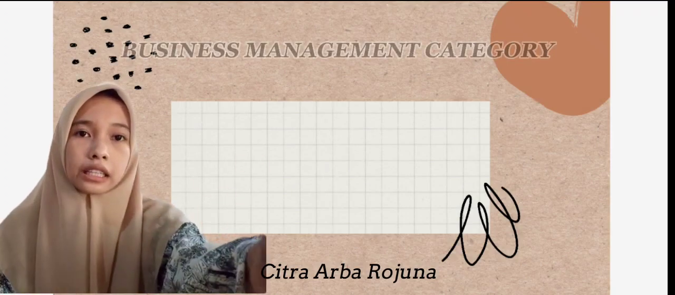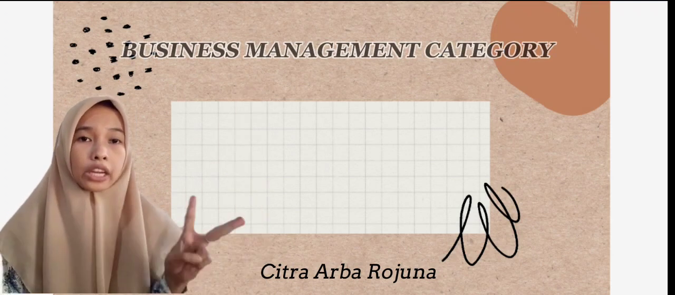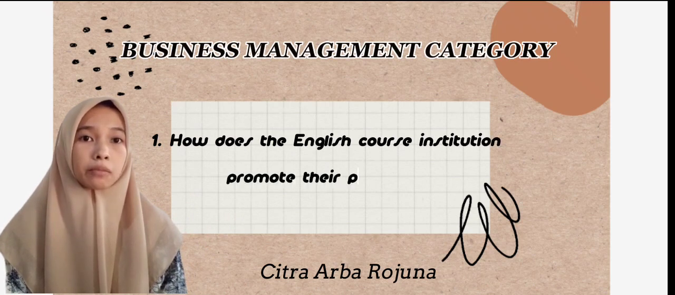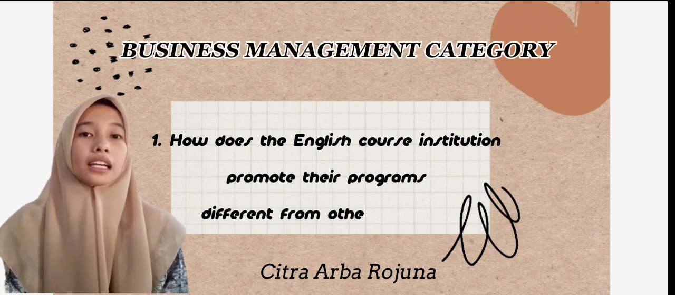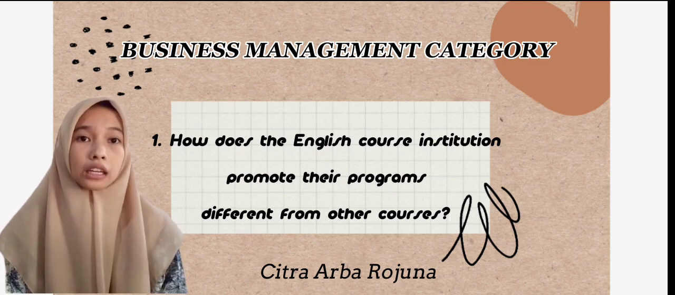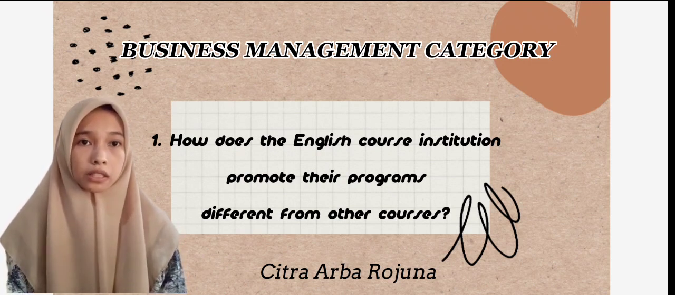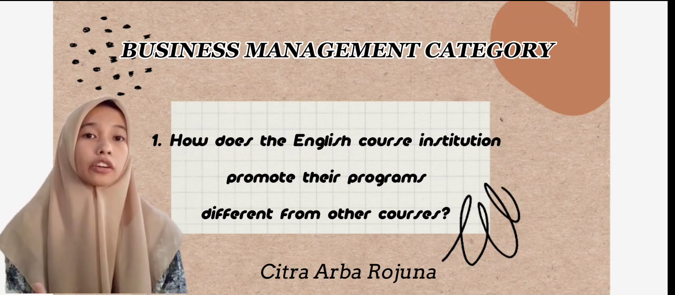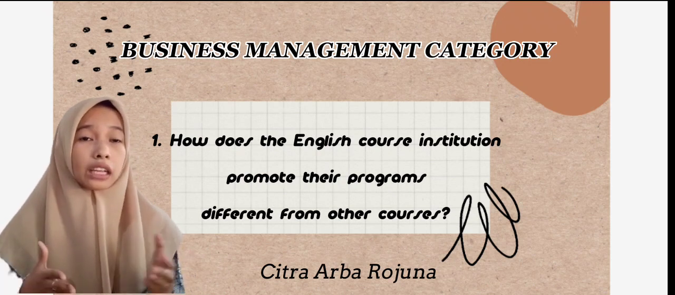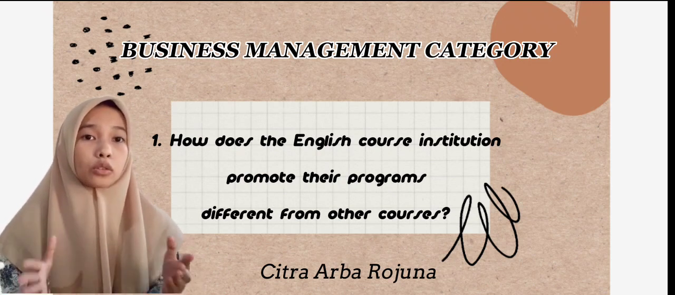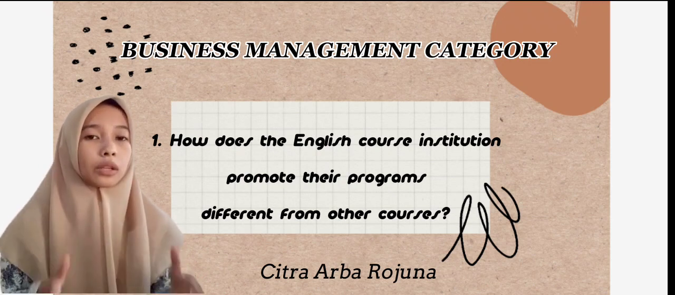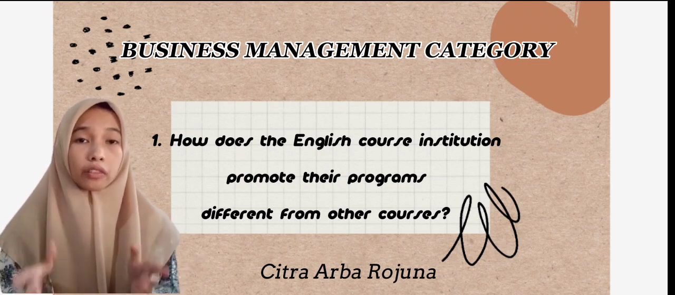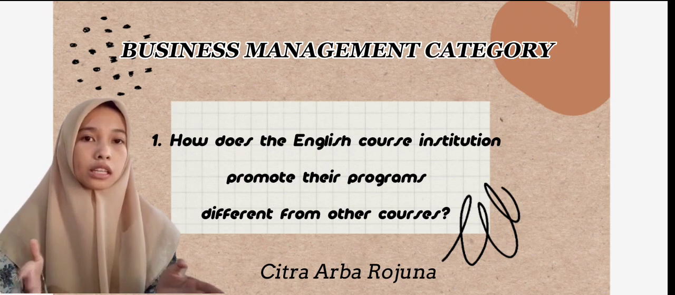The next one is the business management category. There are two questions. The first one is how does the English course institution promote their programs different from other courses? This question is asked to know how an English course institution promote their programs and what are the things that make it different from other courses. This question is important for the people who would like to register in one of the English course to know why they have to choose the English course institution because as we know, sometimes how an English course institution promote their programs reflects the quality of the institution itself.